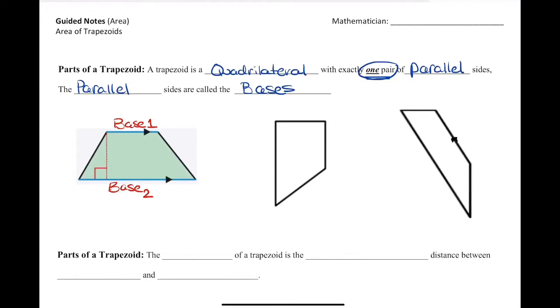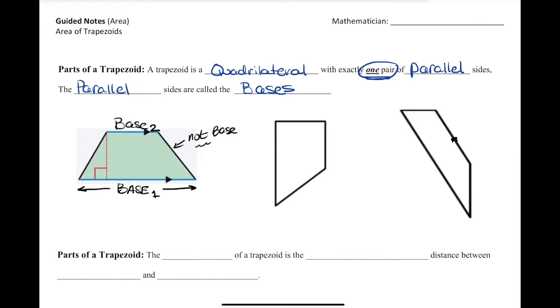In that first one right there, I put base 1 on top and I put base 2 on the bottom. And the question I always get is, can they be the other way around? And the answer to that question is yeah. They can totally. We can call this base 2, and we can call this base 1. Now the important thing is that the bases are the parallel sides. That's the most important part. Like right here, this is not a base.